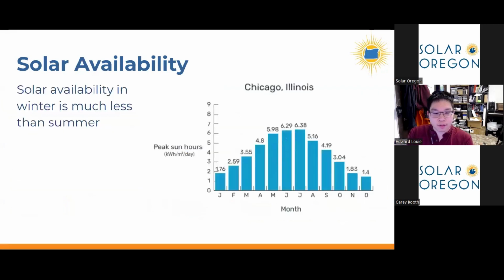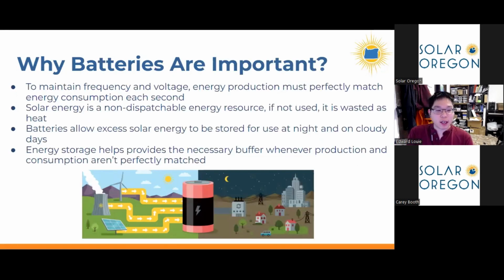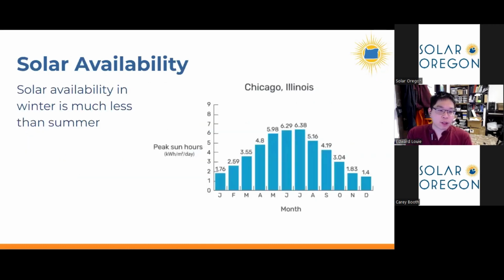Next slide. And so here's a slide showing a shape for Chicago, which is slightly even worse than Oregon. They have even less sun in the wintertime, so their shape is a little bit peakier. But Oregon is very similar too. We get plenty of sun in May, June, July, August, but then January, December, it's pretty bad. So that's why batteries are really important.